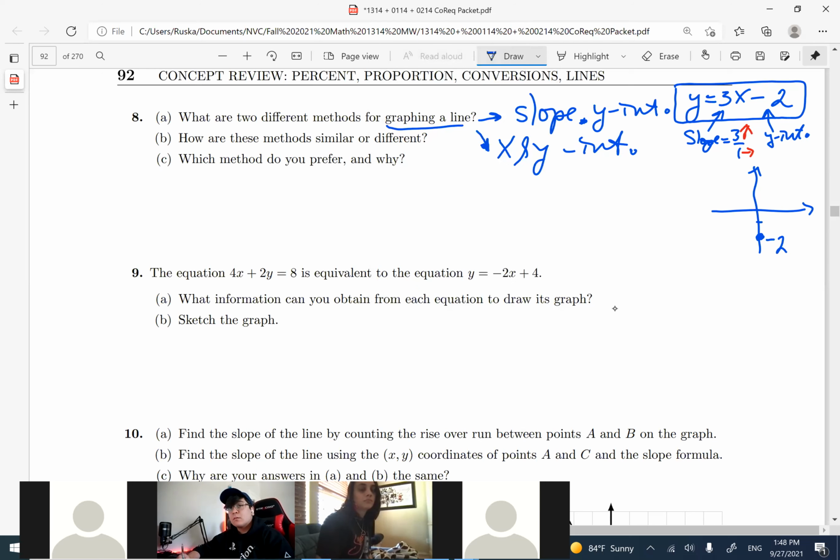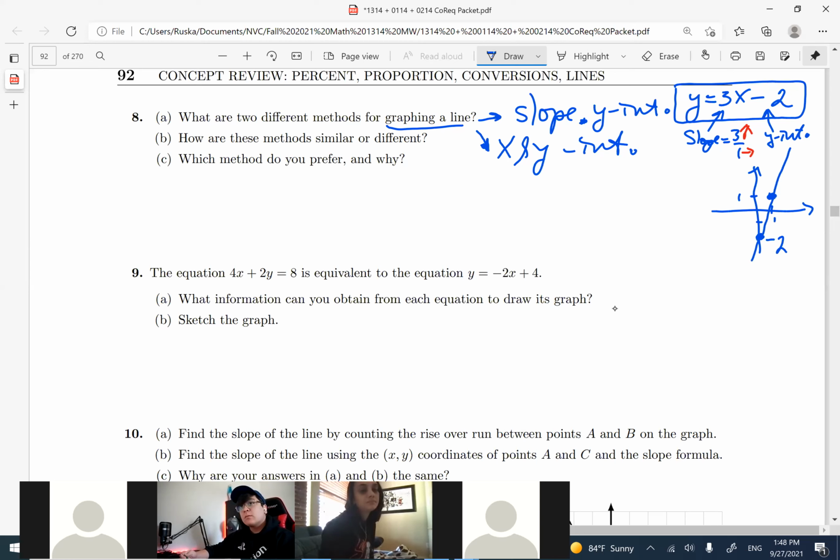So the first point is at the y-axis, -2, and then from here I'm going to go 1, 2, 3 up, and 1 over. So that point has coordinates 1 and 1. These are my 2 points, and I'm just going to connect them with a straight line.